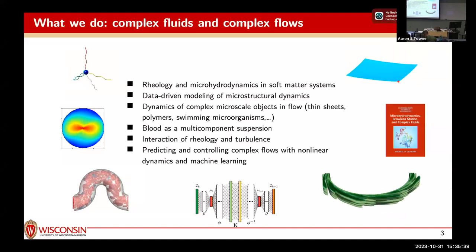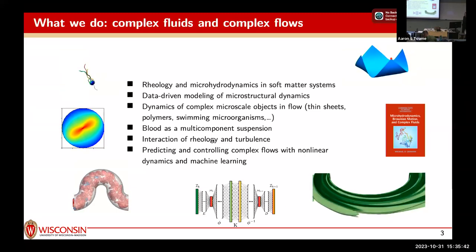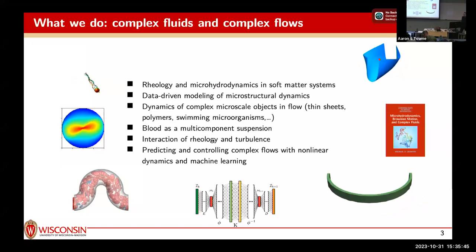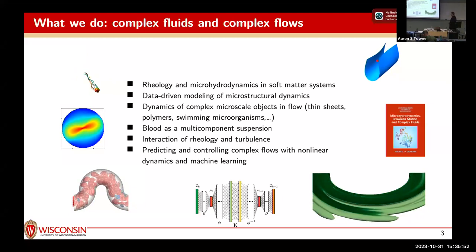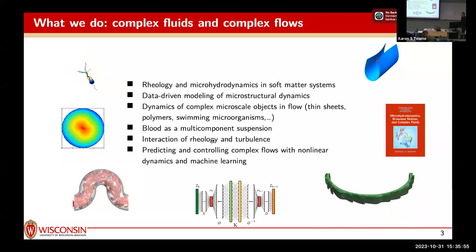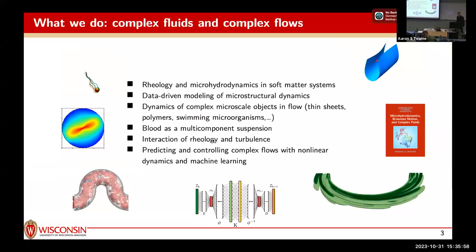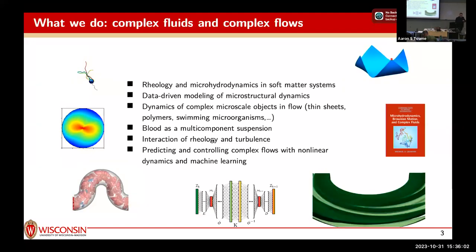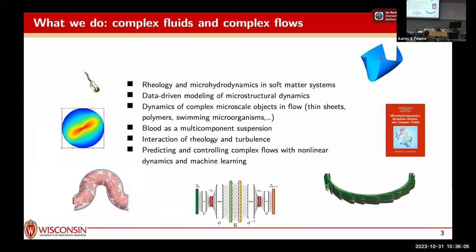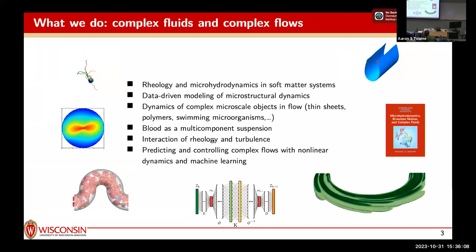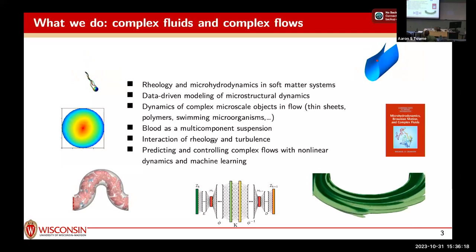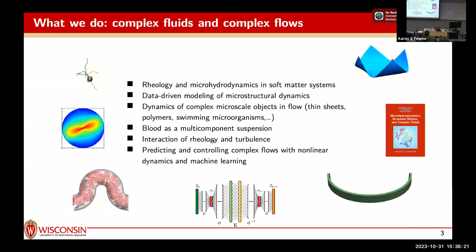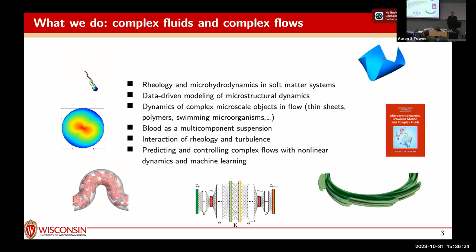Some work on various types of interesting little objects in flow. This is a sedimenting sheet, a flexible sheet, which does fun things as it's sedimenting. This is actually a flow instability in a surfactant solution. So we've got a lot of different things going on in my group. The threads that unify all of these different things are at some level fluid dynamics, fluid structure interaction. We use computations and theory, and a fair amount of what I do has some connection with some aspects of nonlinear dynamics, instabilities, chaotic dynamics. And so that's going to be the focus of my talk today.